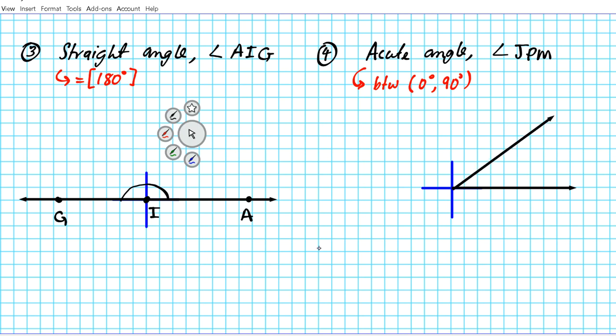As long as it resides in the first quadrant, it will meet the definition of an acute angle. Okay, so this angle that we have right here is an acute angle. So what we're going to do now is put in the letters. So J will be the point on the first side. P is going to be the vertex because it's in the center. And then M will be a point on the second side. So this angle right here, angle JPM, is an acute angle because it's between 0 and 90 degrees.